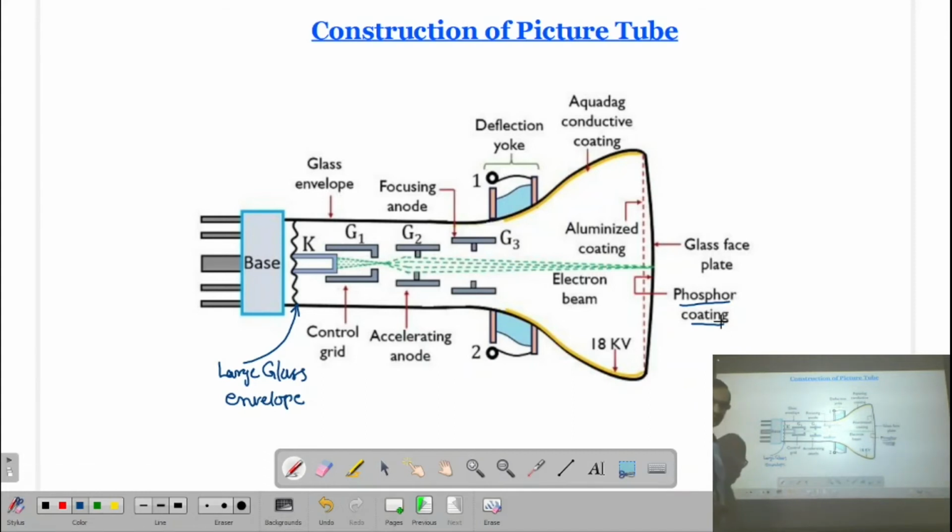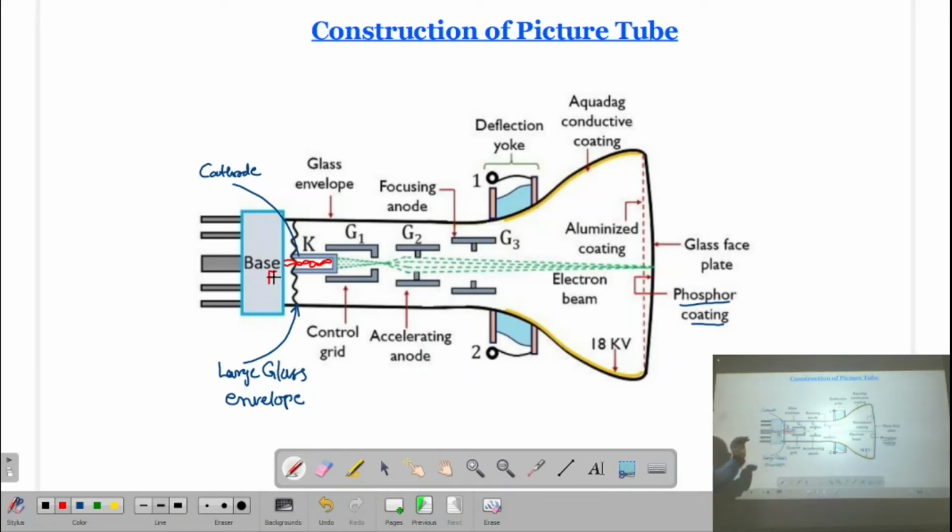Now if you look at the construction, what is the electron gun? Basically the elements of the electron gun are the filament, cathode, control grid, and focusing electrodes. Here you can see that K is nothing but the cathode, and inside the cathode there will be a filament. So this is the filament F.